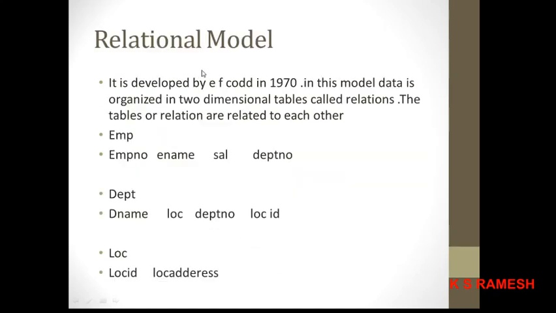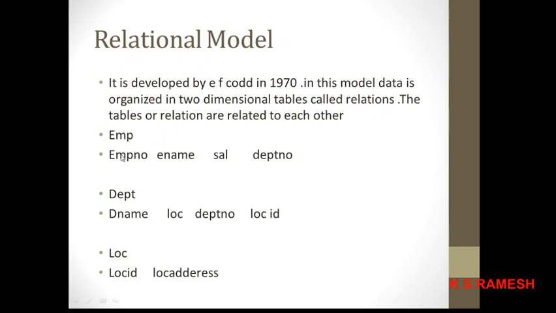Let us move on to the relational model. What do you mean by relational model? It is organized in two-dimensional tables called relations. The tables or relations are related to each other. It was developed by Dr. E. F. Codd in 1970, which is Codd's rules. He implemented 12 rules. Further, we will discuss those rules as well.